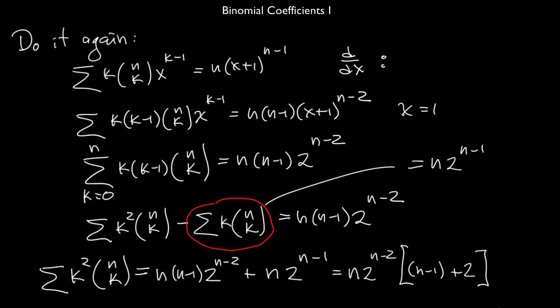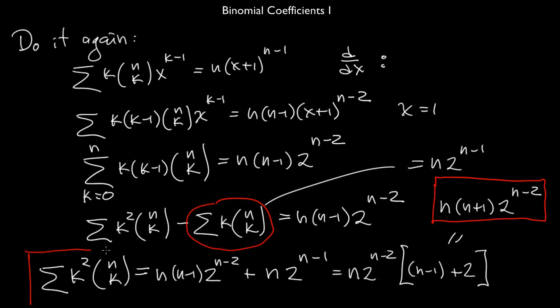Indeed. And what does that give me? That gives me n times n plus 1 times 2 to the n minus 2. So here's a formula for summation k squared n choose k. I'll put it in red boxes here and over here. So the first time I did it, I got a formula for summation k n choose k, and here's the formula for k squared. And you can keep going like this. Of course, they get a little bit more complicated each step, but in principle, you could keep going.